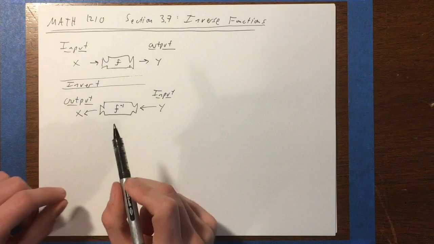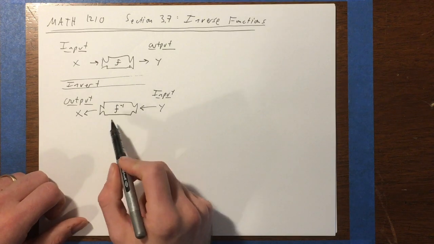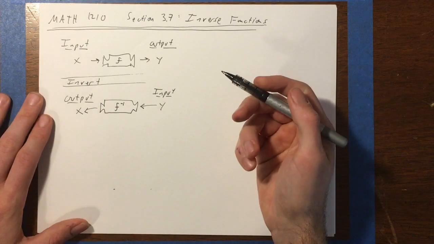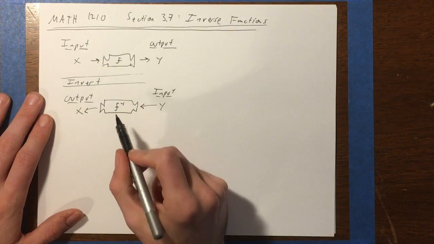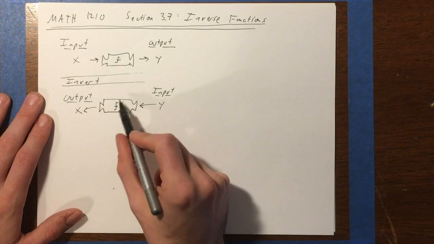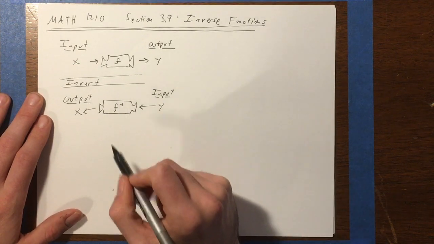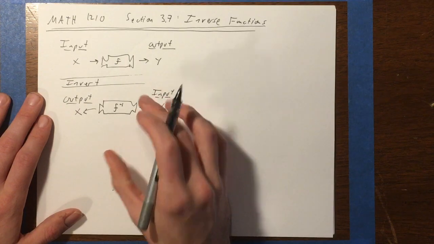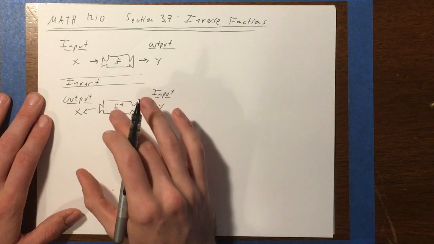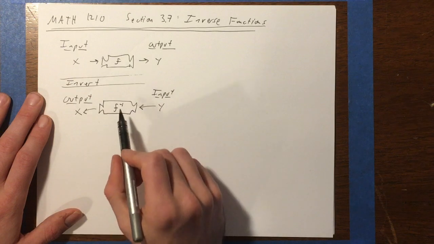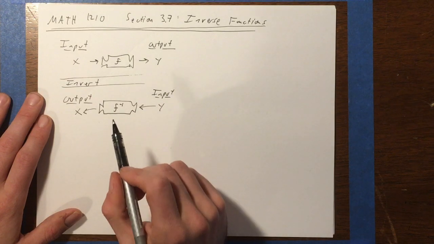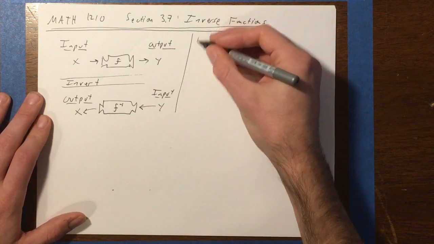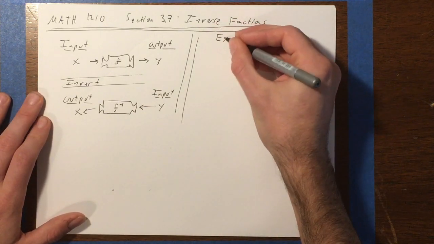Warning: normally a -1 power means to reciprocate something, right? Like x to the -1 means 1 over x, but this is not the same thing. We're borrowing this notation from the reciprocal situation to mean the inverse of a function, which is a little bit different. So think of that in this context on a function name like f, that means inverse. It's not a -1 power. Okay, so let's do a little example.